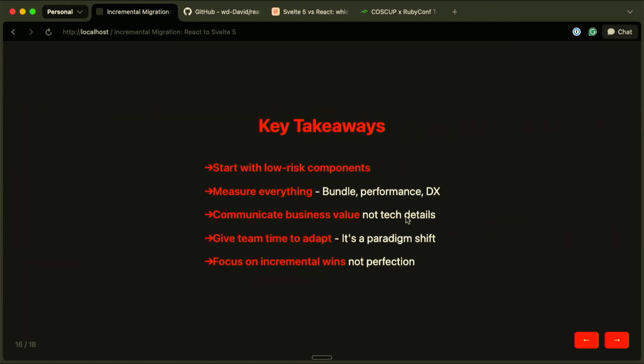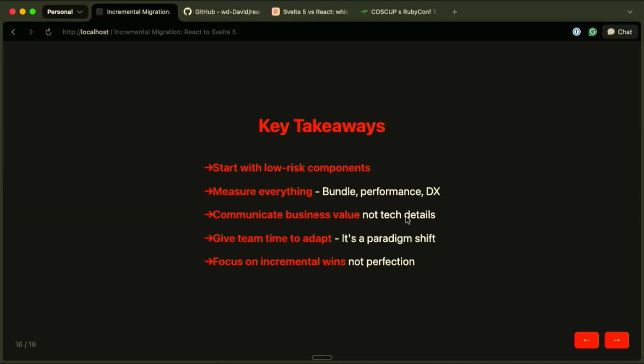So, key takeaways. Start with low-risk components. Measure everything: your bundle size, your performance, your developer experience. Developer experience is something I gained a lot after I no longer needed to write React. Just the pure joy. I can get off work early. I can sleep well at night, something like that.